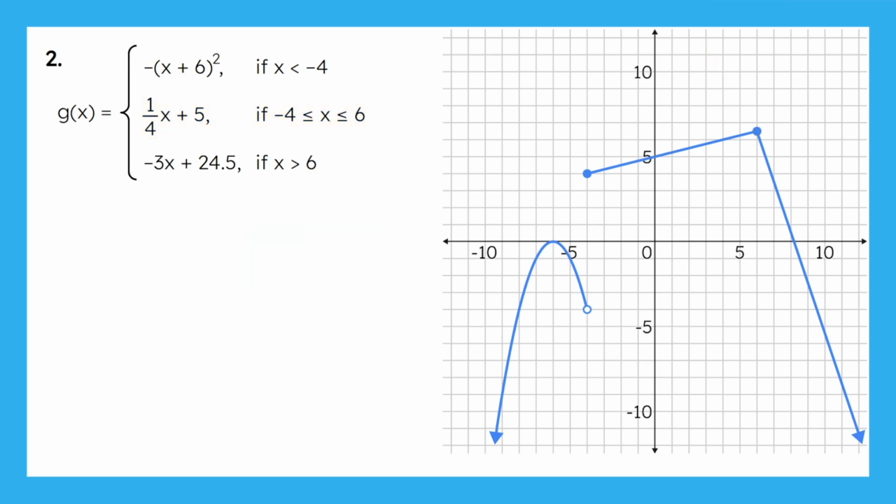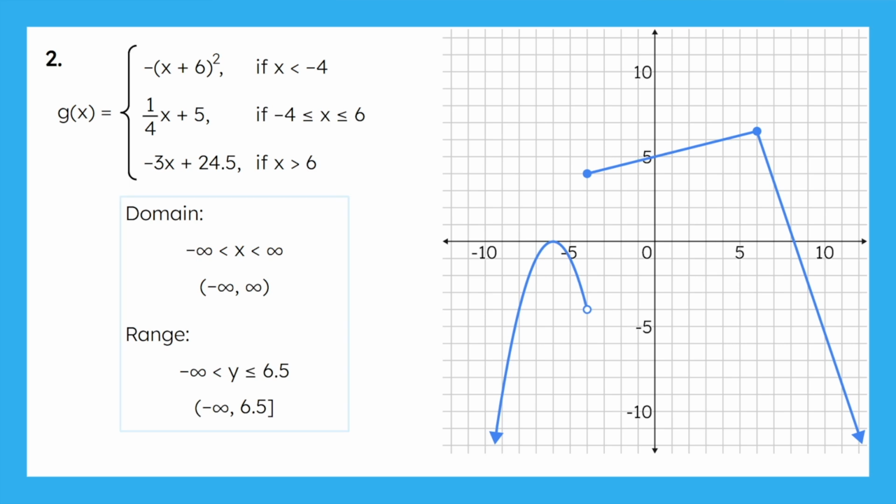Last but not least, we have the domain and range. The domain of this function as a whole is all real numbers, or from negative infinity to positive infinity, because of the arrows on the left and right ends of the first and third pieces of the function. And the range is from negative infinity to 6.5 inclusive.